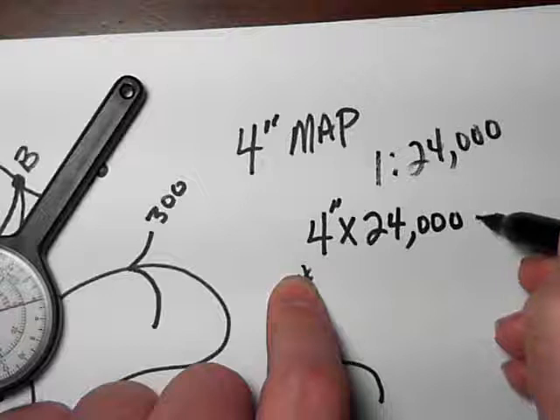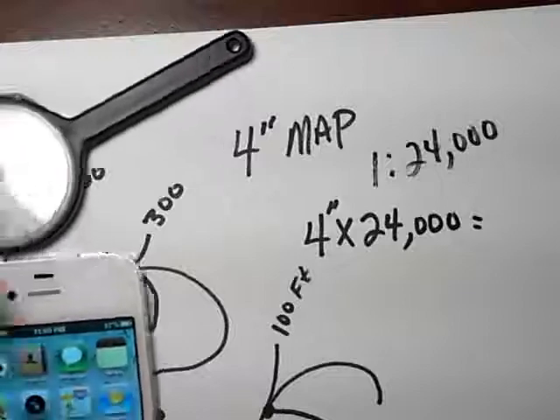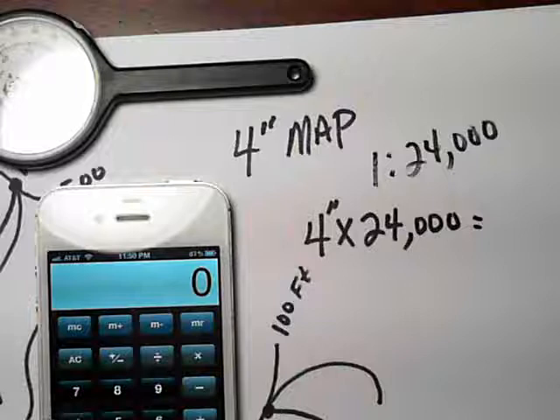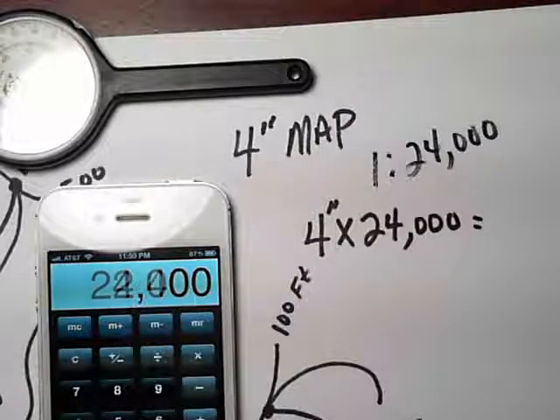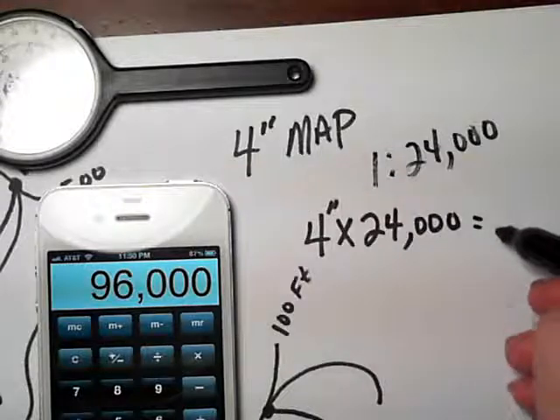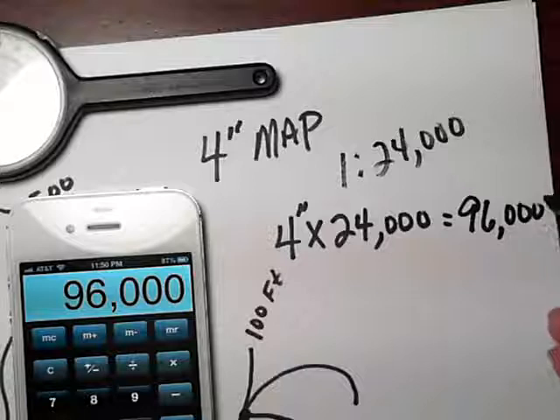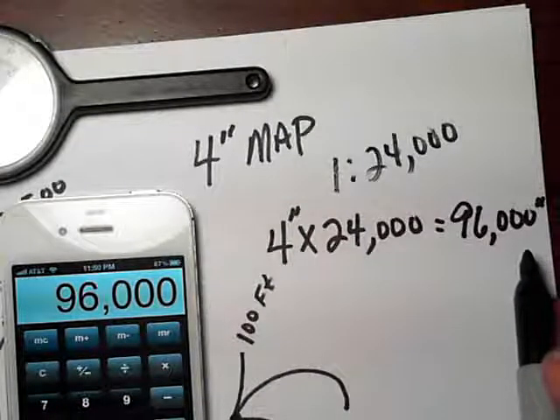I'm going to use the calculator here so I don't make any mistakes. 4 times 24,000 equals 96,000 inches. So that's how many inches it is in the real world.